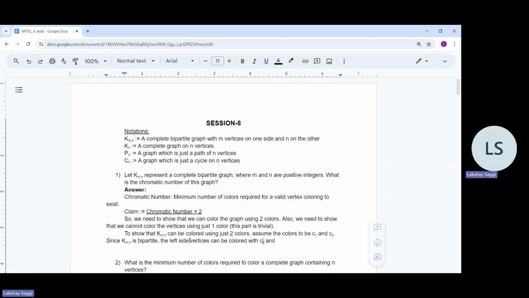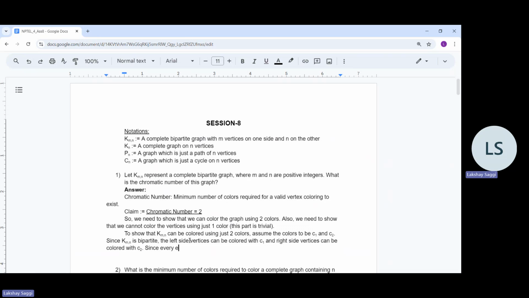Okay, with C1 and the right side vertices can be colored with C2, which is okay. And now we need to show that this is actually a valid coloring, right? If we color the left side as C1 and the right side as C2, then this will actually be a valid coloring. And why is this the case?